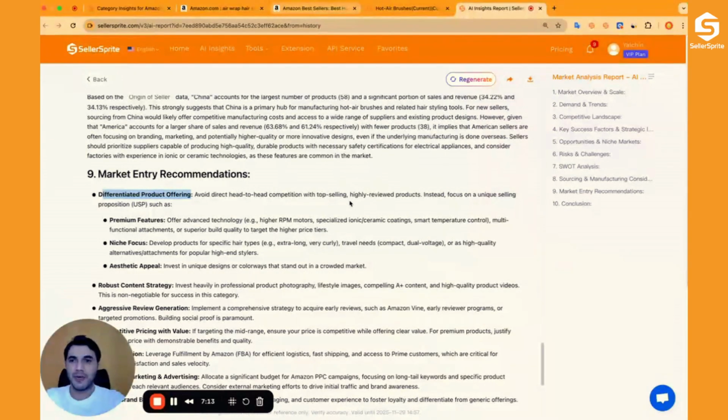Maybe you can add some new functions, or maybe I'm not sure it's going to work or not, but you can focus slightly on gifts, or maybe on men. I don't know how this product could be used for men, but I'm just assuming something for differentiation.